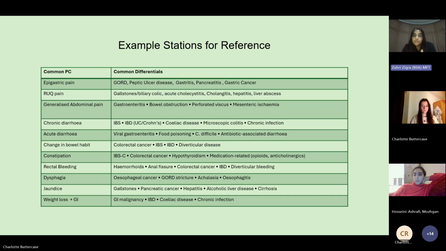These are just some example stations that I've put together, with some common presenting complaints for your history taking stations. Obviously, a lot of them are combined stations now, so you'd get your common presenting complaint. You might have to do a quick examination, or they could show you a data interpretation, for example an x-ray, and ask you to interpret it, or just ask you a few questions at the end. So just have a look through this in your own time, but these are ones that I thought were common and could come up, so you could have a quick revise through essentially if you're struggling for time.